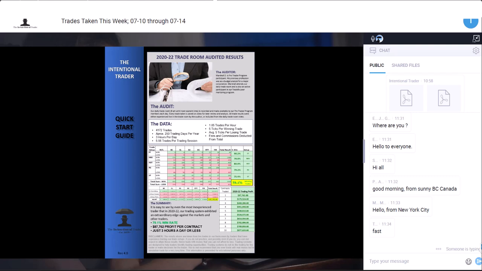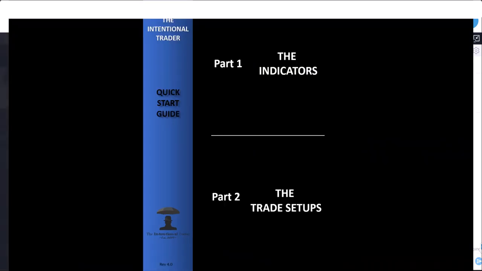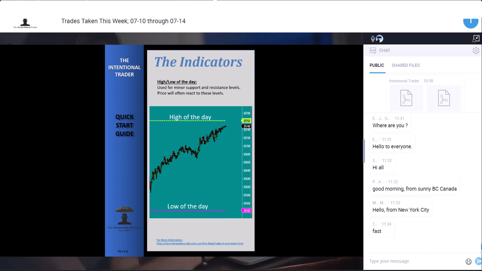So let's talk about the indicators that you're going to see on our trading charts here in just a few minutes. Okay, so we use high and low of the day. That's a NinjaTrader indicator, and for us, that provides minor support and resistance levels. Okay, it's not important that I go into a lot of detail about a lot of these right now. I will go into more detail while I'm showing you the trades that we took this week.